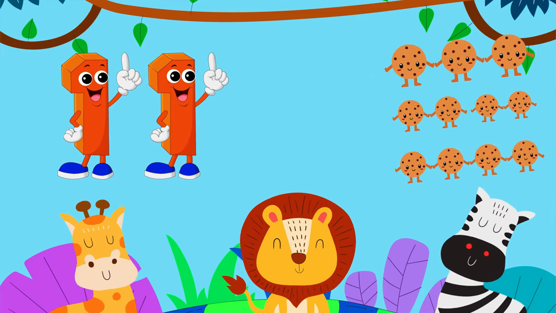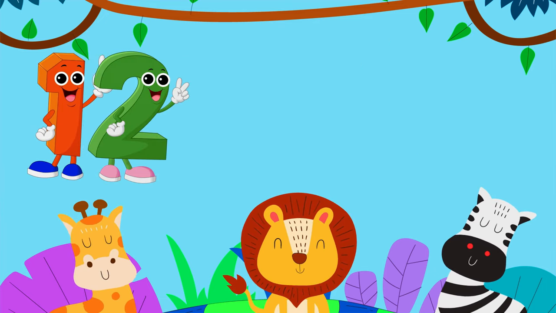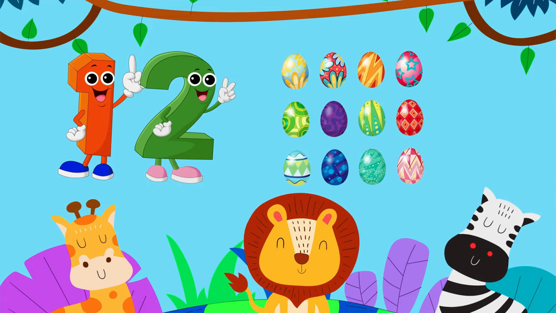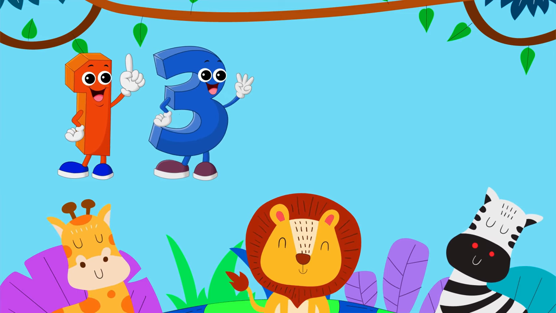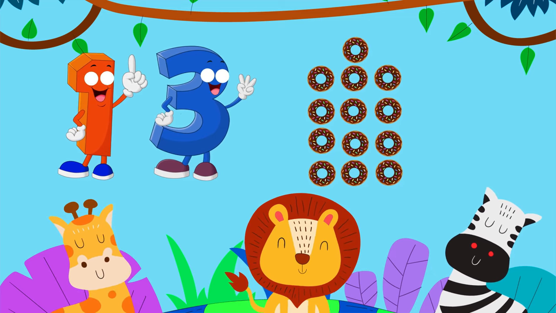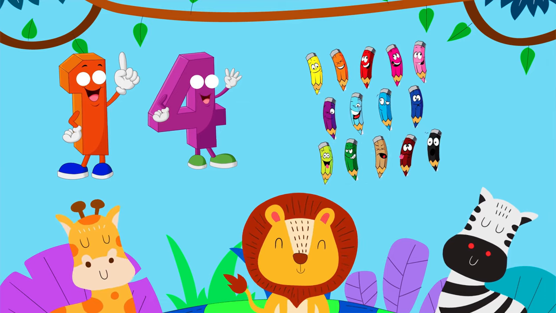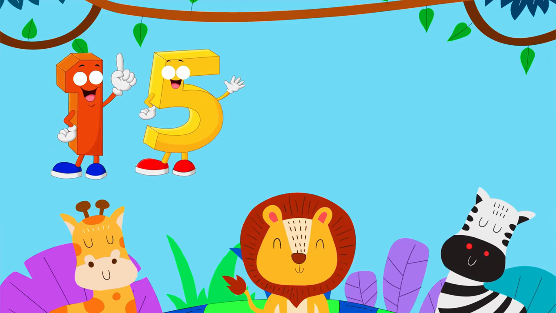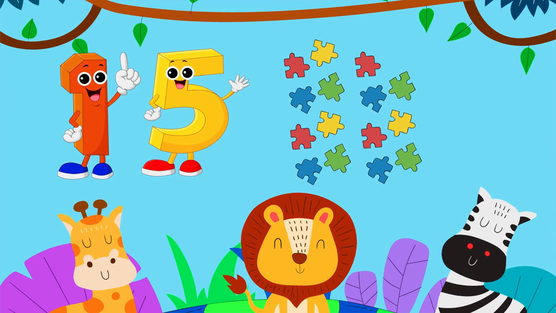11 cookies. 12 eggs. 13 donuts. 14 pencils. 15 puzzle pieces.